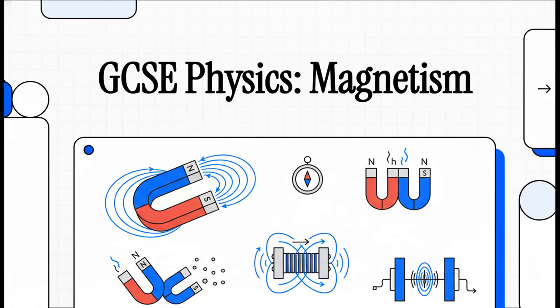Hello and welcome. If you're revising for your GCSE Physics exam, you are in exactly the right place. We're going to do a super focused run-through of magnetism, hitting everything you need from the AQA specification, that's section 4.7.1, to make sure you're ready for those exam questions. So let's get right into it.